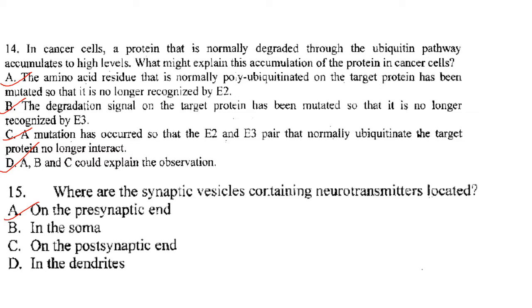Then next one. Where are the synaptic vesicles containing neurotransmitters located? So they are located on the presynaptic end. That is option A.